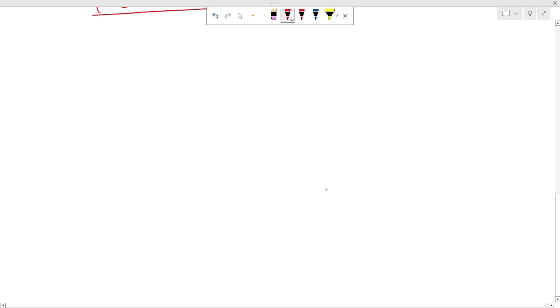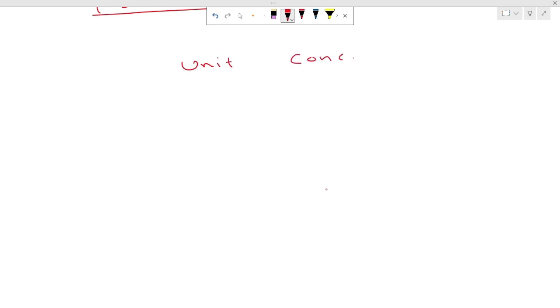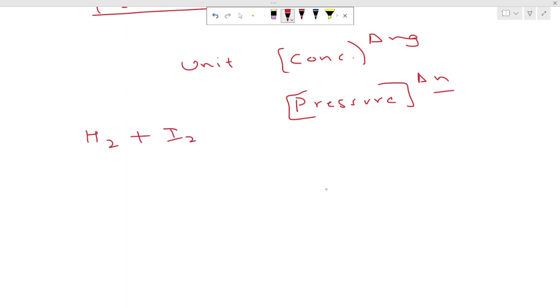Now we can see the units also. If you want to derive the unit of the equilibrium constant, we can calculate that too. The unit will be the unit of concentration, whatever unit of concentration we are using, to the power delta N. Similarly delta Ng if all are gases, and for pressure, whatever unit of pressure we are taking, to the power delta N. For example, say we have an equation like H2 plus I2 gives you 2HI.